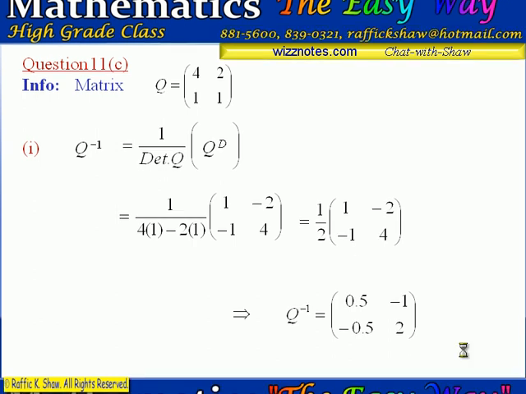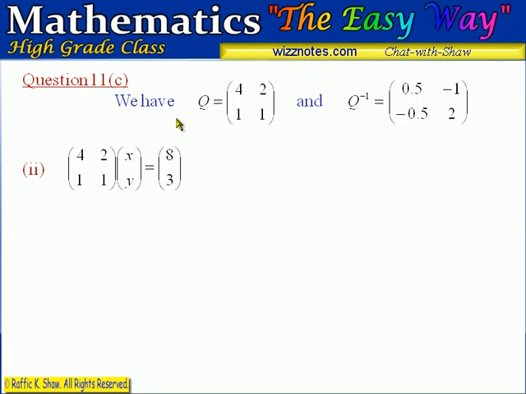Let's move down now to part 2. Now what we have so far from part 1 is the matrix Q equals 4, 2, 1, 1, and we calculated Q to the minus 1, that's the inverse of the matrix Q, 0.5, negative 1, negative 0.5, 2. And we are asked now to calculate the values X and Y which satisfy this matrices equation. Now if we observe, this 4, 2, 1, 1 really is the matrix Q.